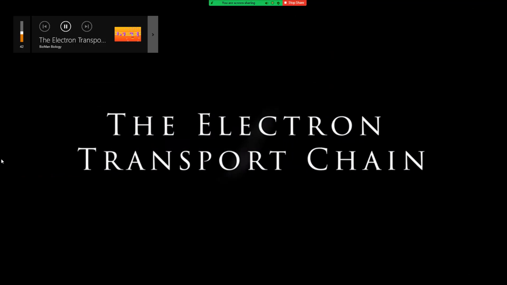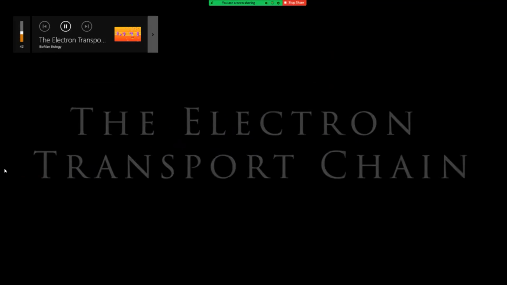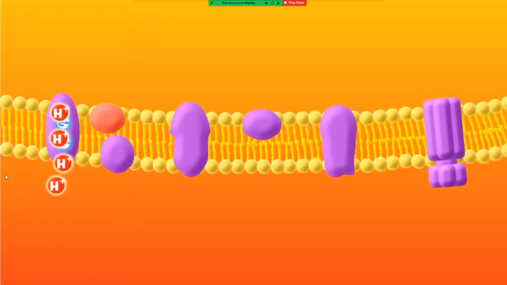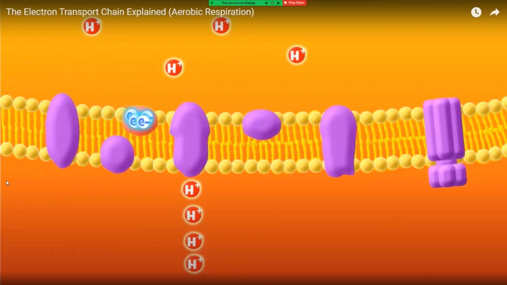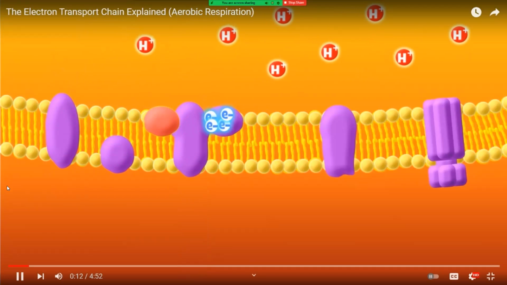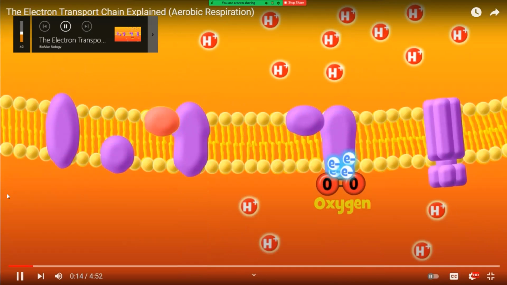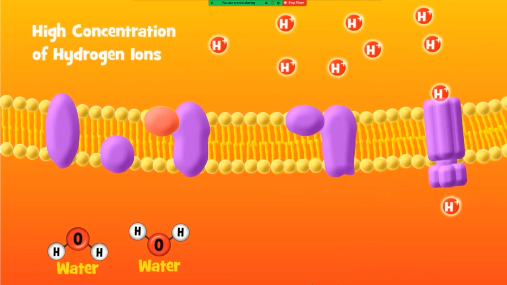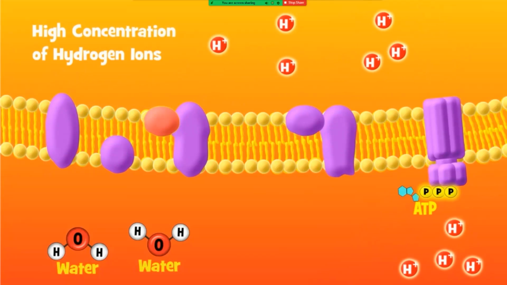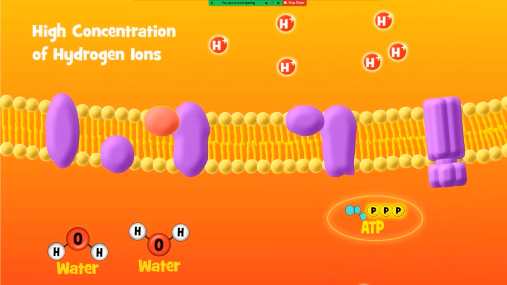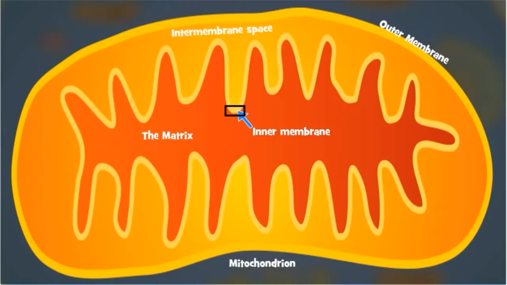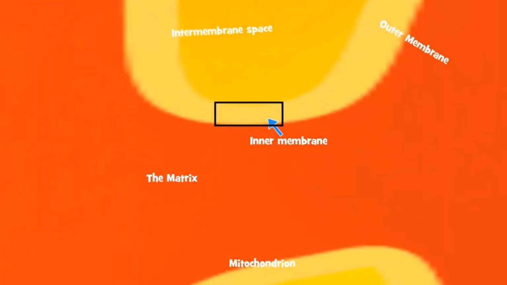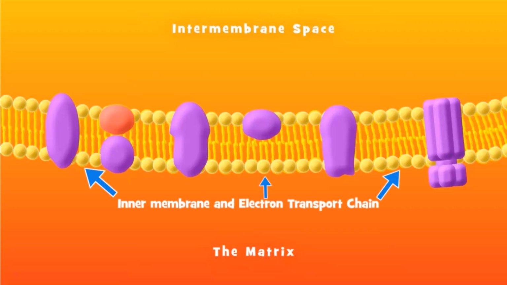All of the steps of aerobic respiration that we have done so far have been leading up to this, the electron transport chain. This is the main event, the big bonanza, the Super Bowl of cellular respiration. Why? Because the vast majority of our ATP is made here. The electron transport chain is actually a series of proteins and other molecules embedded in the inner membrane of the mitochondrion. These molecules transport electrons, hence the name. Let's zoom in on this inner membrane to see the electron transport chain in more detail.